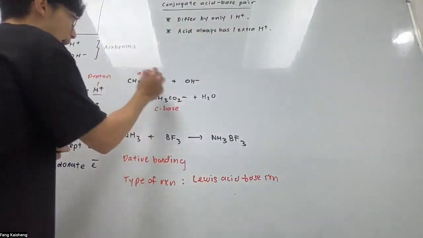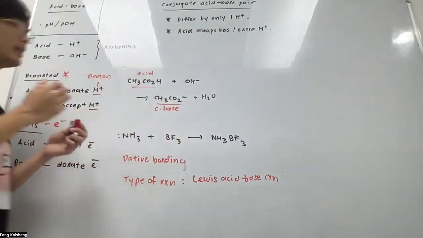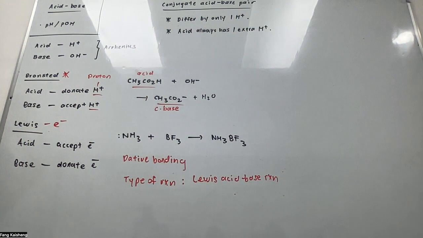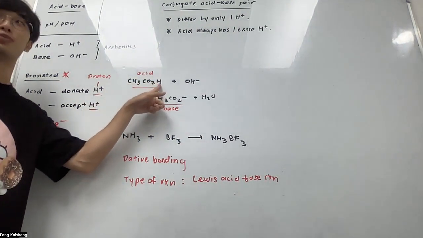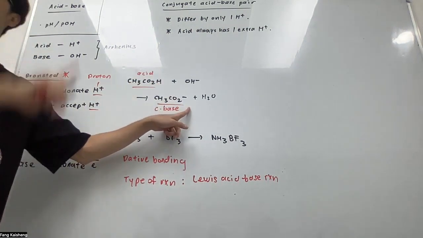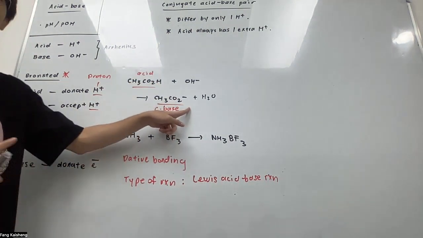If you want to highlight, you want to draw arrows or whatnot, go ahead. They only differ by one H plus, nothing else. And just to prove my point over here, the acid is the one with the extra H plus. The base is the guy with one less H plus.